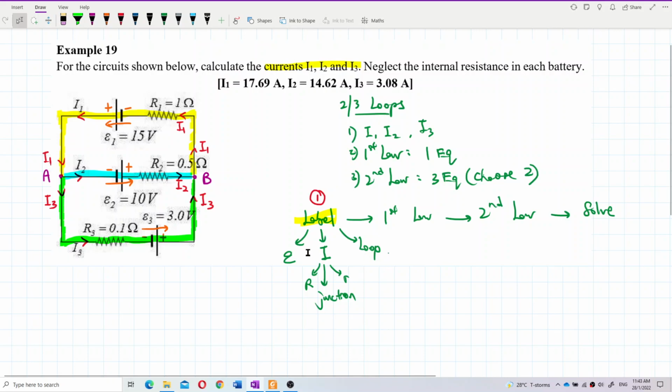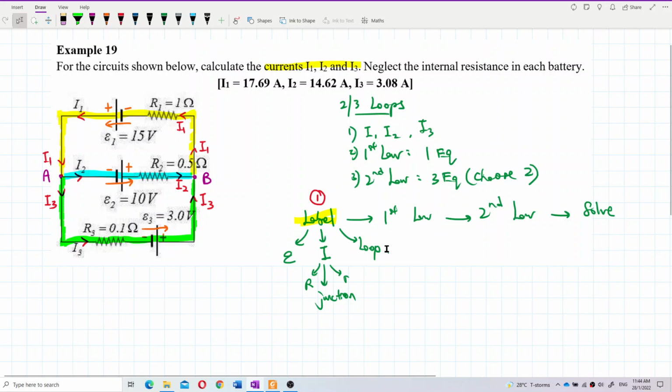Now you already label the EMF. I already labeled the EMF, and also the current at all the resistors. So all the resistors already have a current to refer to, and the junctions also have all the currents in and out. I can use this current direction later to build the equation for the first law, and also the direction of EMF and the current at the resistor to build the equation for the second law.